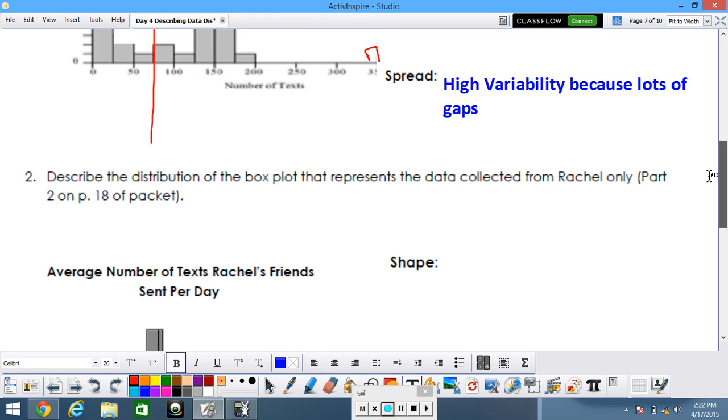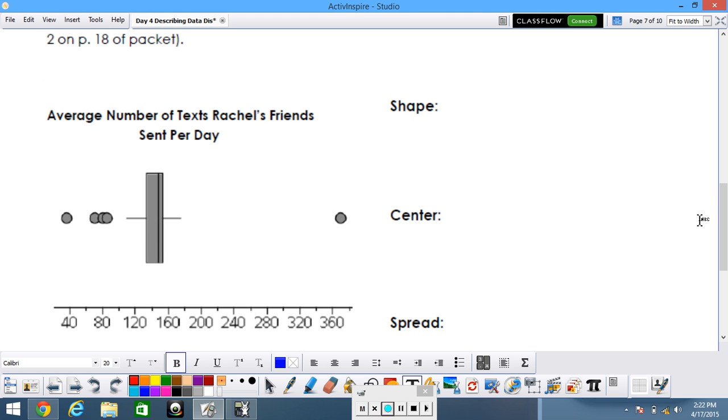Let's take a look at just Rachel's friend. I noticed the graph is very condensed with a lot of outliers. So the shape, I don't really know that it's specifically skewed one way or the other. I'm going to say the graph is condensed because everything's really tight and skinny. But there are lots of outliers.